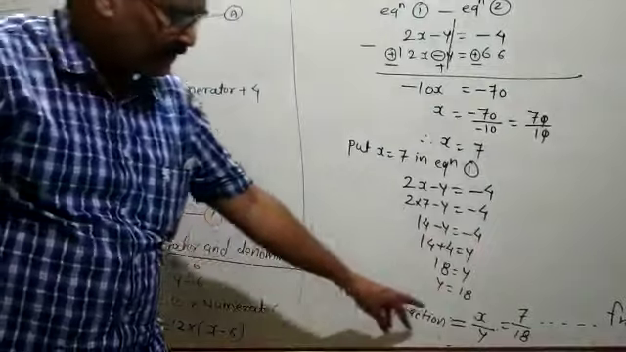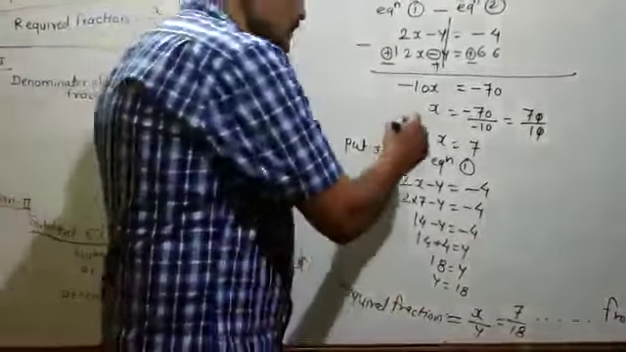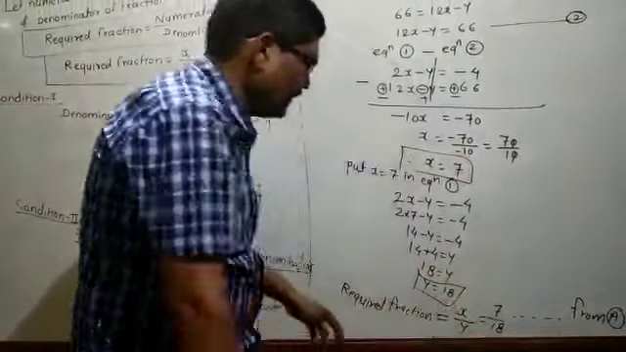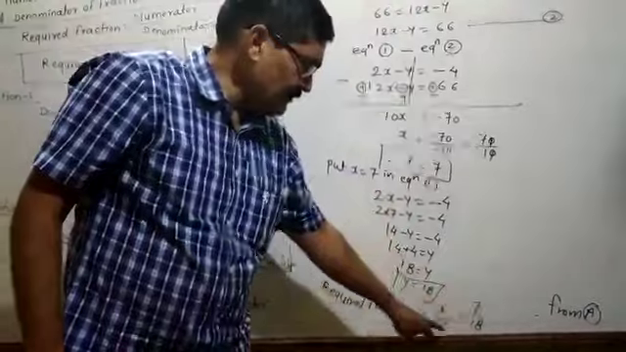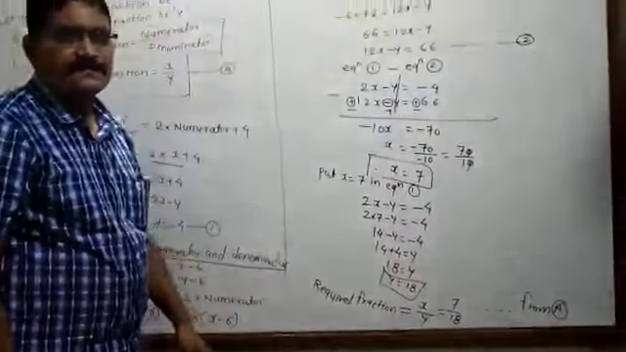Required fraction is x upon y. Then x is the numerator and y is the denominator. This is the x and this one is the y. From that you have to say that x is equal to 7 and y is equal to 18. 7 upon 18 is the required fraction.